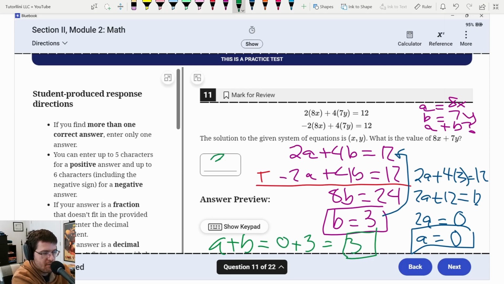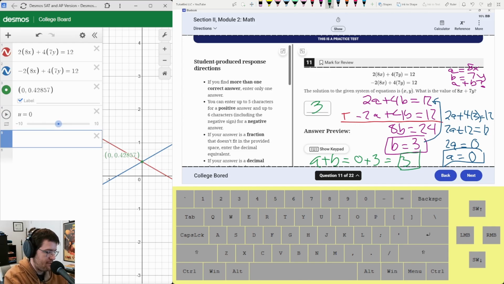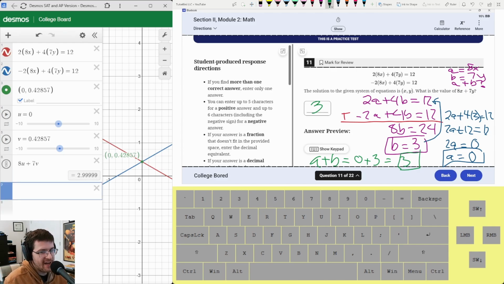I don't know how we're going to fare, but I think we could still do this entirely on Desmos. Let's go try it. Okay, guys, I typed in these two equations. And I'm going to export this point and label it. And how about, I already used A and B and I don't want to confuse you, so how about I call X and Y just as constants to not confuse Desmos when I call it U and V. So U equals 0 and V equals 0.42857. And I will now do 8x plus 7y, or in other words, 8u plus 7v. And I get 2.999. So, you know, the answer is probably 3.